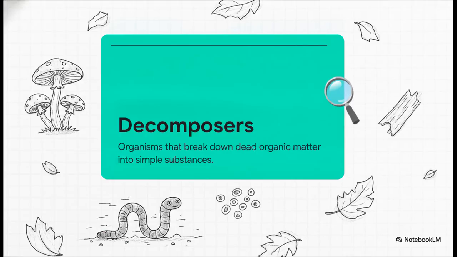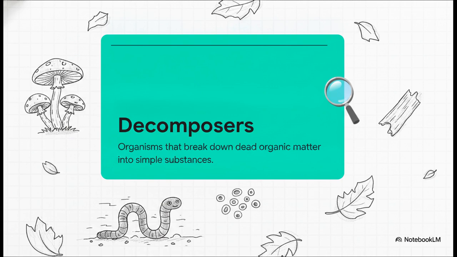But wait, the cycle doesn't just end with the top predators. Meet the final functional block, the decomposers, or saprotrophs. Think of them as nature's ultimate cleanup crew. Organisms like fungi, bacteria, and earthworms have the incredibly important job of recycling. They break down dead organic matter, like fallen leaves or a tree that's crashed to the ground, into simple substances.